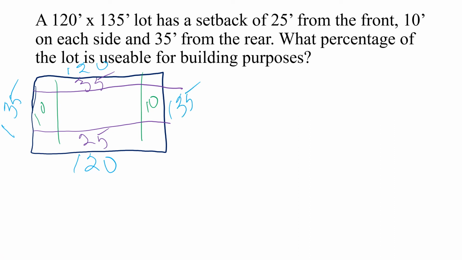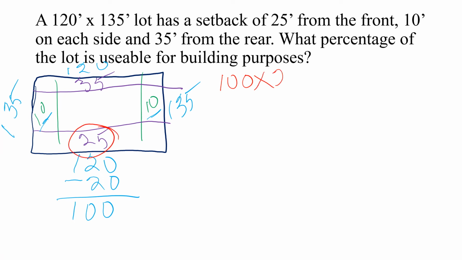Okay, so we have 10 and 10 is 20. So from right here, we're going to subtract 20. And that leaves us 100 feet. So what we're going to do is 100 feet times 25. And then 100 feet times 35.